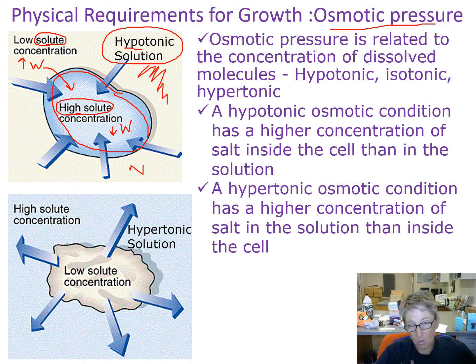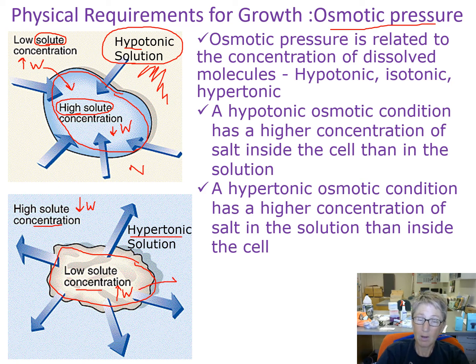In the opposite condition, let's say here's a bacterial cell and it finds itself in a hypertonic solution. That means there's high solute on the outside, low solute on the inside. If there's high solute on the outside, that means there's low water on the outside. If there's low solute on the inside, that means there's high water on the inside. So this bacterial cell finds itself in a hypertonic solution. That means water is going to move out of the cell down its concentration gradient, from high water to low water, and the cell will shrivel up.